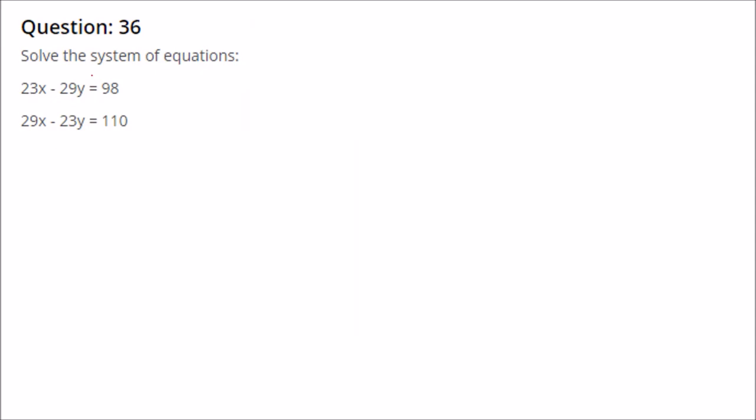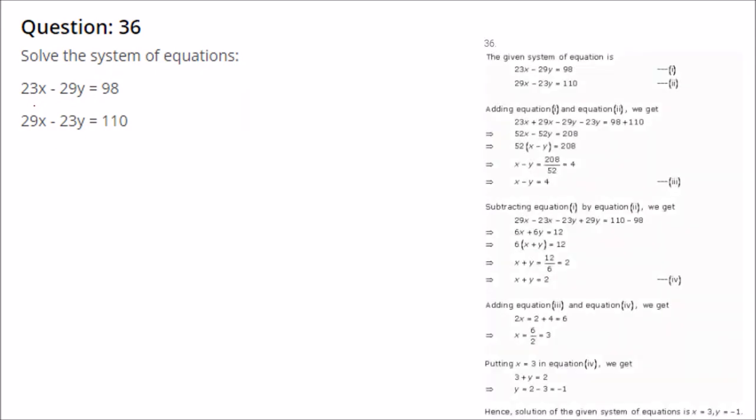Again, the same scenario, we have to solve the system of equations. We will add these two equations first of all. 23 plus 29 is 52. Minus 29 minus 23 will be minus 52. 98 plus 110 is 208. So you get 52x minus 52y equal to 208.